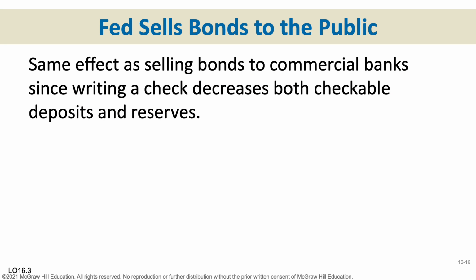When Fed sells bonds to the public, it has the exact same effect as when Fed sold bonds to commercial banks, since writing a check, if you remember back to the last chapter, decreases both checkable deposits and the bank's reserve account.